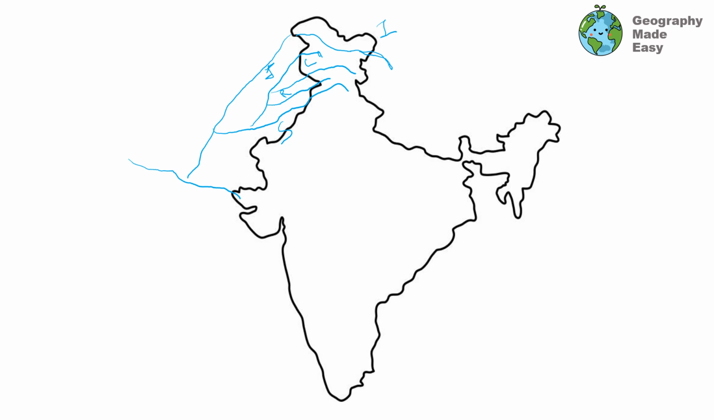Next, let us mark the Yamuna. If you know the location of Delhi, we know that beside Delhi, the Yamuna flows. So Delhi is somewhere here. So the Yamuna is flowing in this way. You have this part, Nepal, so you can locate the position of the Yamuna. We know the Yamuna joins the Ganga. So the Ganga and Yamuna flow parallel for some time. So this is the Yamuna, this is the Ganga.